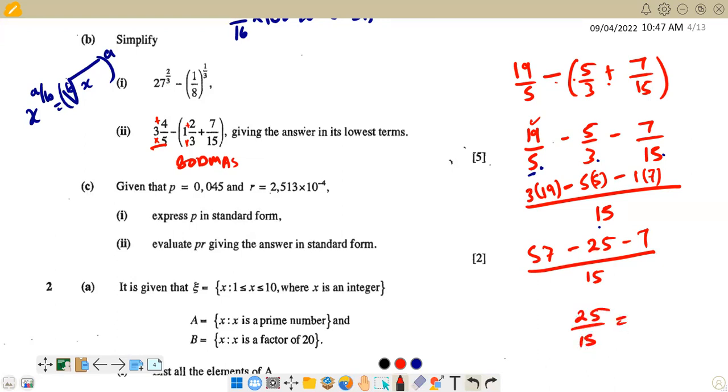And we can reduce this part here by 5. That is 3. By 5, that is 5. So you got 5 over 3, which is going to give us 1 and 2 over 3. So that is our answer.